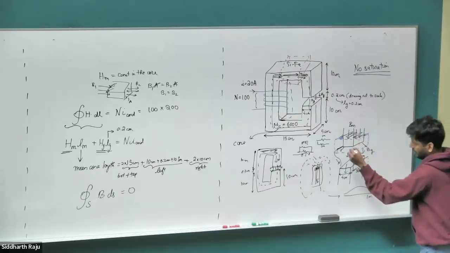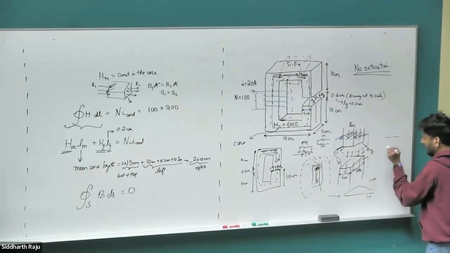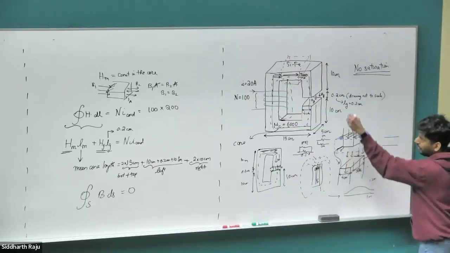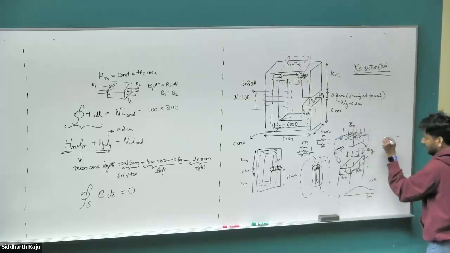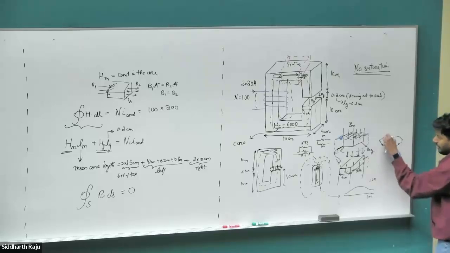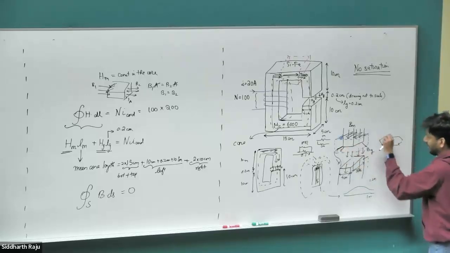But a rough idea is, if you have a tiny air gap, which is much smaller than the mean length of the iron, then you can assume that the field lines are almost 45 degrees at the edges.